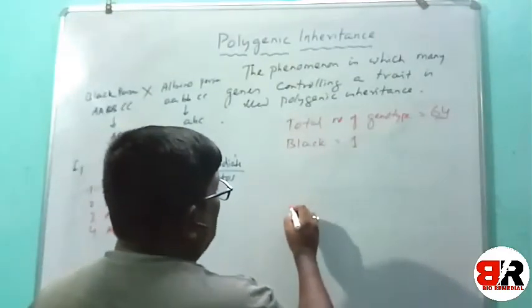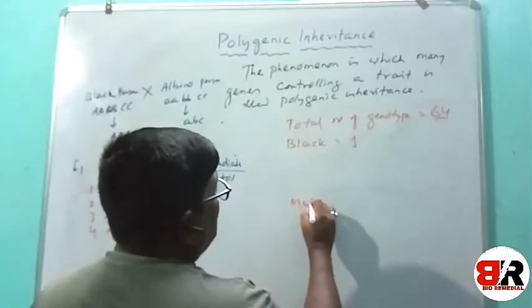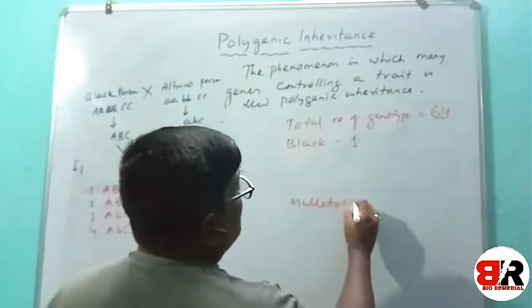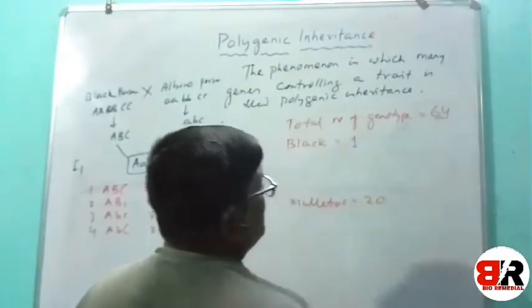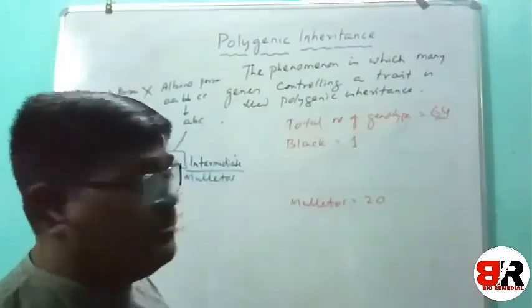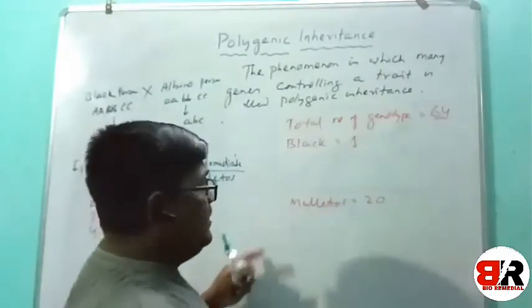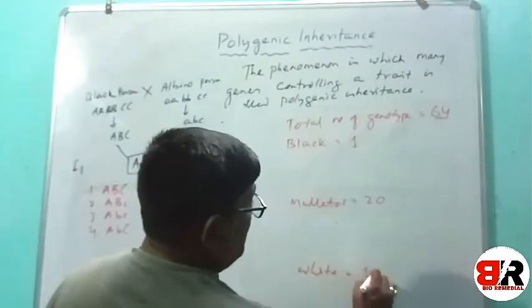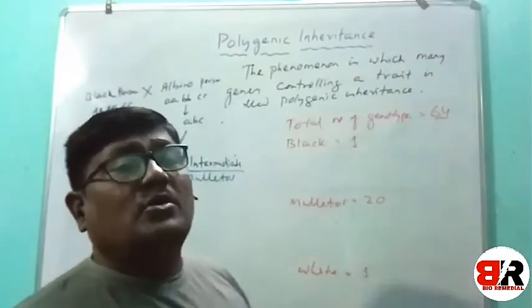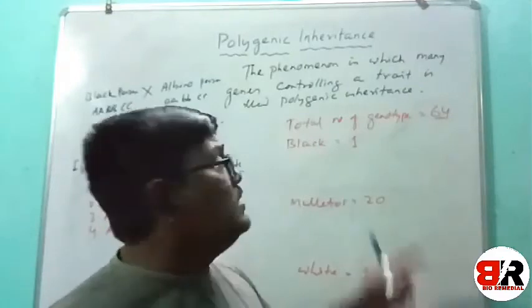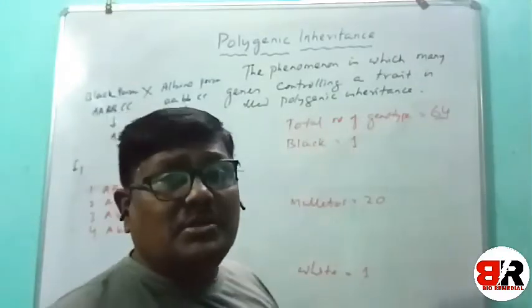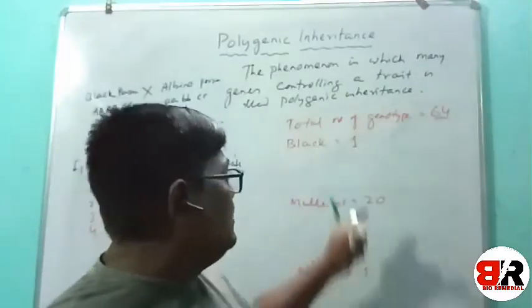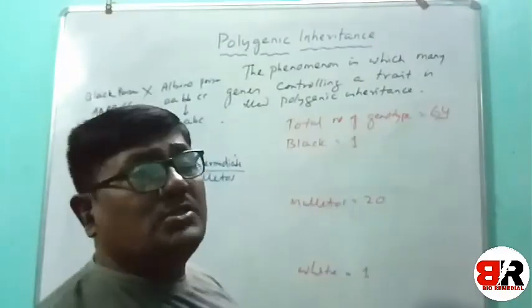Then the intermediate, let me write here the mulatto. This intermediate person, the highest number of persons, we will get from the intermediate. Then white person we will also get 1. One black when crossed with one white, we will get 1 black and 1 white. From the genotype, we will get phenotype 1 black and 1 white, and mulatto is 20.